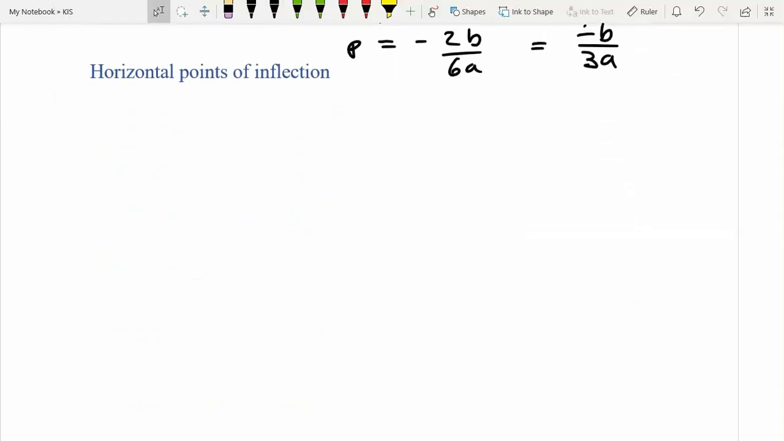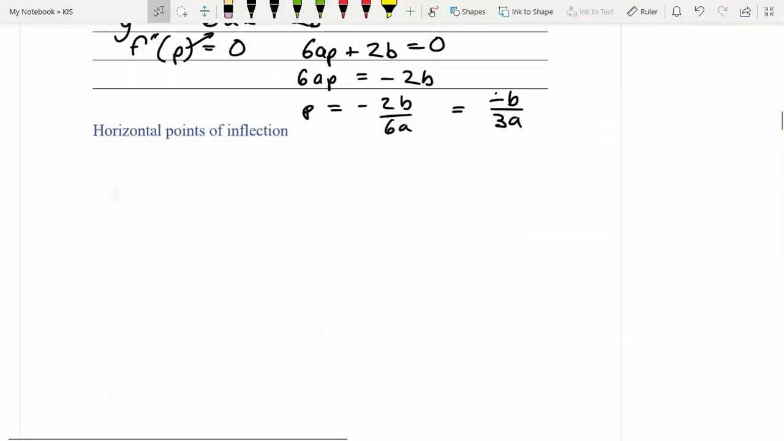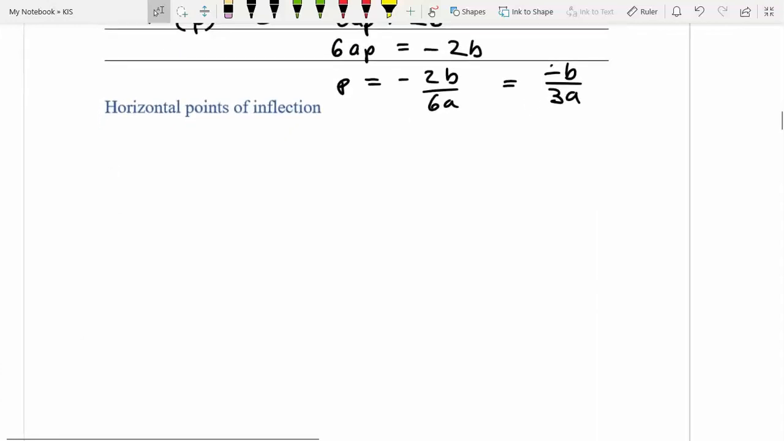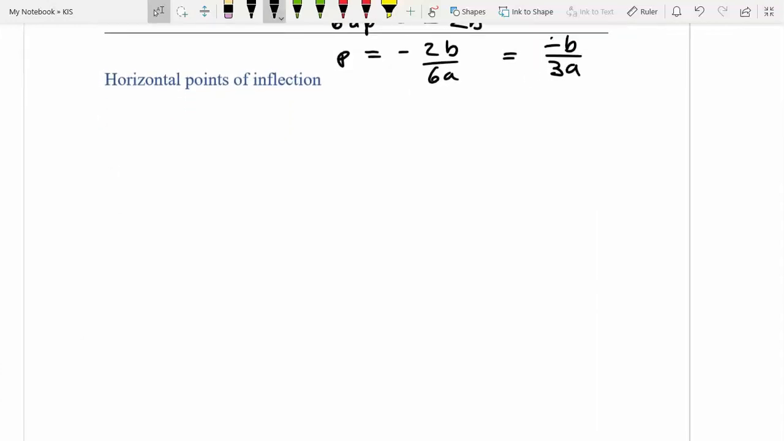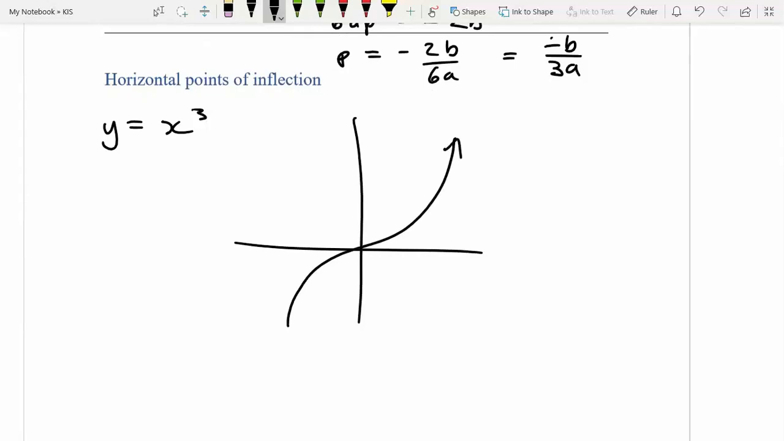Okay, the final thing that we've got to look at is horizontal points of inflection. And these are another funky thing that occur with functions. And the easiest time to look at them is in the function y is equal to x to the 3. What does this function look like? Okay, it looks like this. Roughly like that, not perfectly.